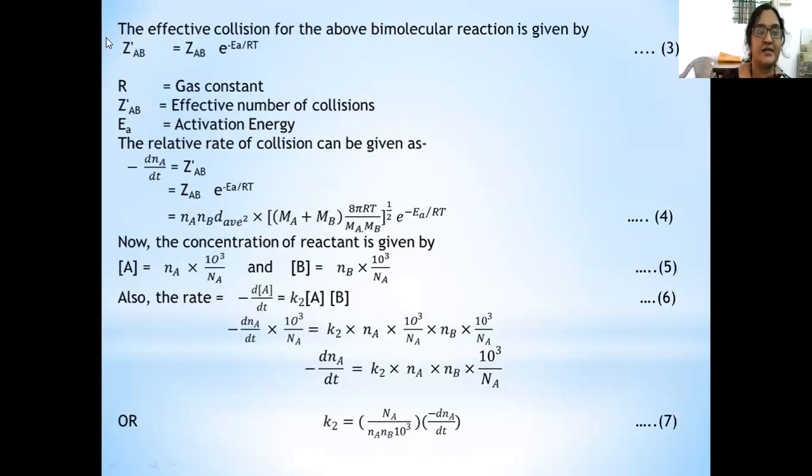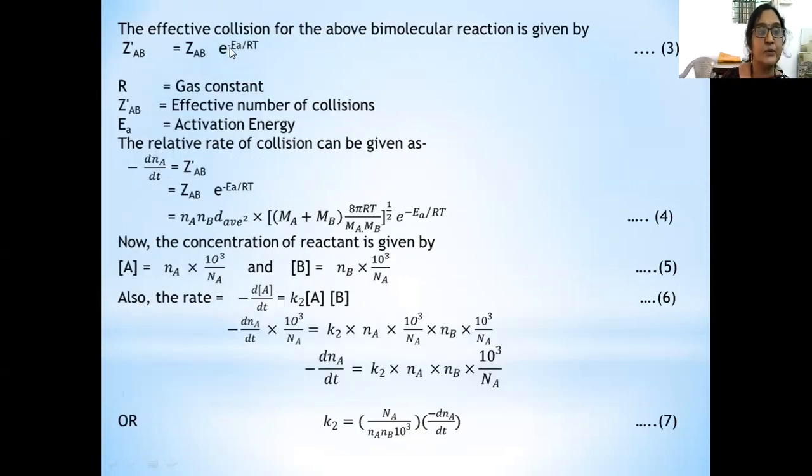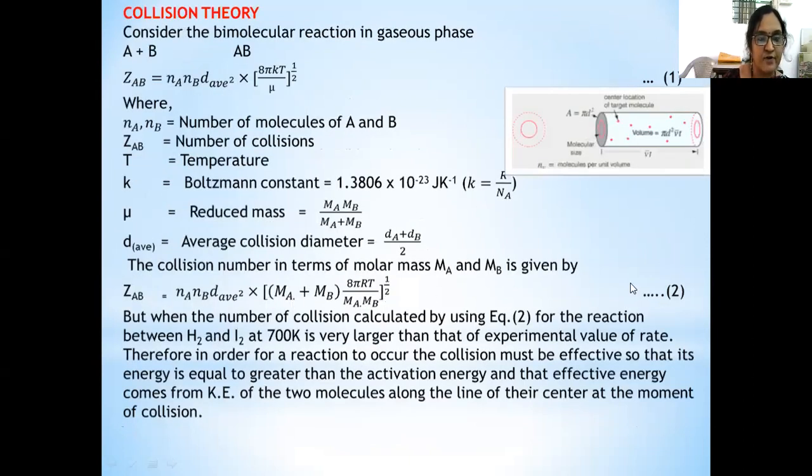So when we consider the effective collision, we have to consider that collision having energy equal to the activation energy. So Z dash AB equals ZAB, that is, the original rate without effective collision, into e to the power minus EA divided by RT. We know that Z dash is the rate. What is rate? Rate is nothing but the decrease in concentration of the reactant per unit time, equal to Z dash AB, which equals ZAB into e to the power minus EA by RT. Now, what is ZAB? ZAB is from equation number 2.